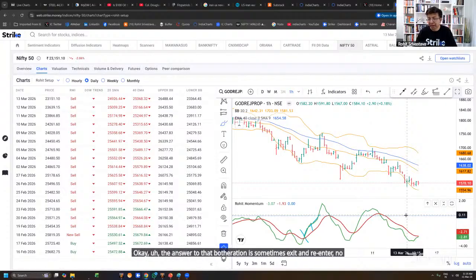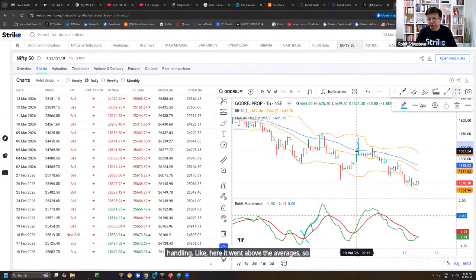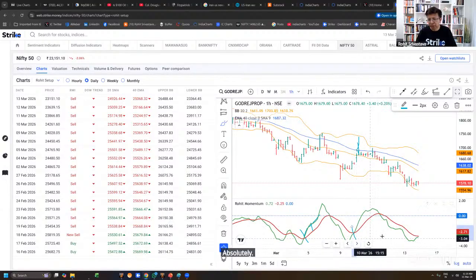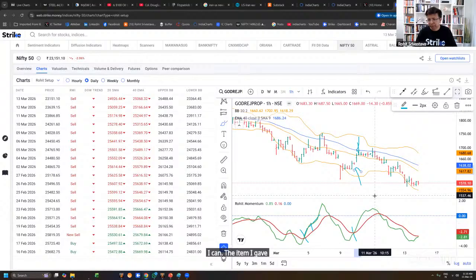Now, exiting and re-entering is also psychological handling. Like here, it went above the averages. So here itself, would I get out? Or the RMI gave a buy over here. Should I get out? I can. The RMI gave a buy over here. I could get out and then re-enter when it gives a sell again. Then just convert it into a mechanical thing.